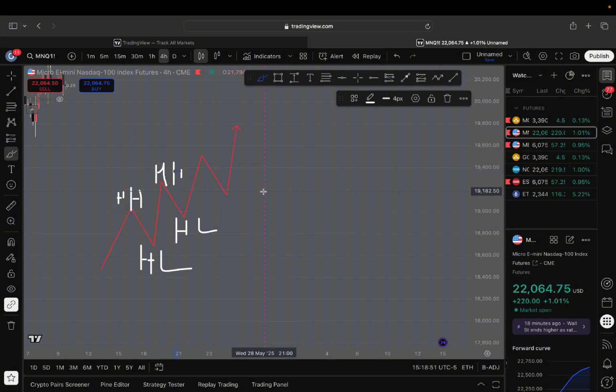And if you're wondering why this is called a higher high, it's because this high is higher than this previous high. This higher low is higher than this previous low, and so on and so forth. That is basically what it is. This is going to be a higher high, higher low, higher high, higher low, higher high, higher low. That is how you are going to mark up your uptrend.